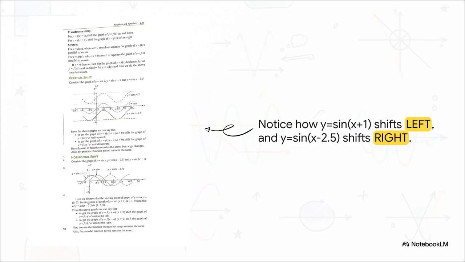And look, you can see the proof right here. Compared to our standard sine wave, sine of x plus 1 has shifted the whole graph 1 unit to the left, and sine of x minus 2.5 has pushed it 2.5 units to the right. It feels backward, I know, but it's a rock-solid rule.